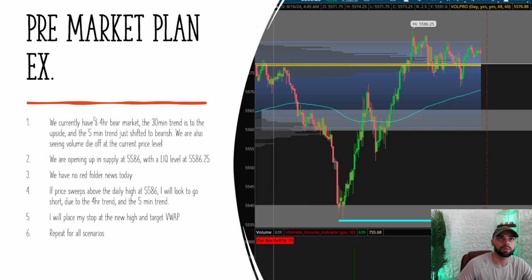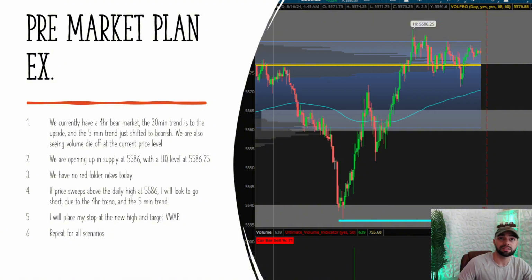Write this down. We currently have a 4-hour bear market. A 30-minute trend is to the upside. 5-minute trend just shifted to bearish. We're also seeing volume die off at the current price level, right? So we have a 4-hour bear market. The 30-minute trend is to the upside, right? We do have a bullish 30-minute trend. And the 5-minute trend just shifted to bearish, right? This is the 5-minute trend right here. 30-minute to the upside. 5-minute is now shifting to bearish, making lower lows and lower highs.